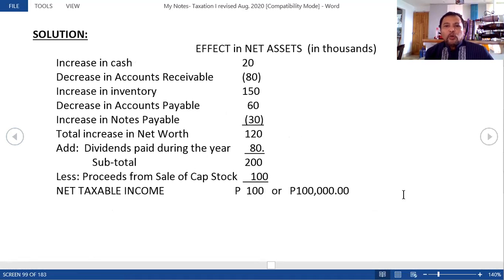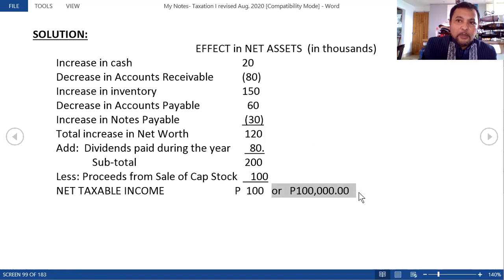The effect on the net worth or the net assets: increase in cash, 20, deducted; decrease in accounts receivable, added; increase in inventory, added; decrease in accounts payable. So the total increase in net worth is 120,000. Dividends are paid, so it is added back. Proceeds from the sale of capital stock are treated as investment, so this is deducted. You get the net taxable income, which is 100,000 pesos. That is the taxable income of the corporation.